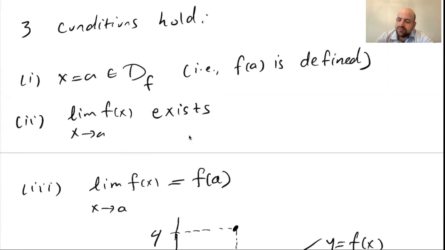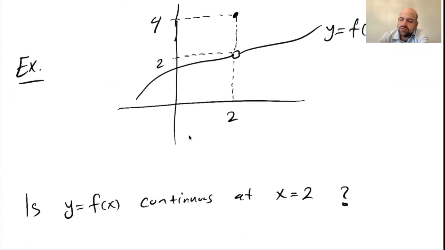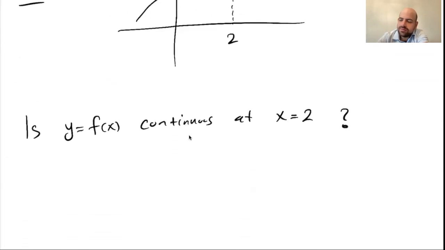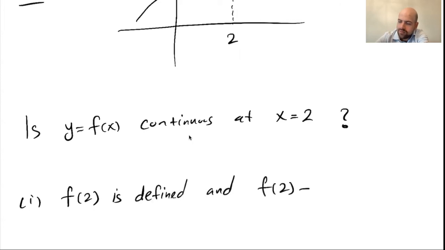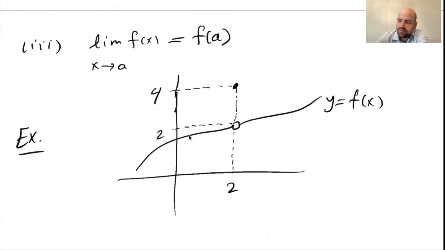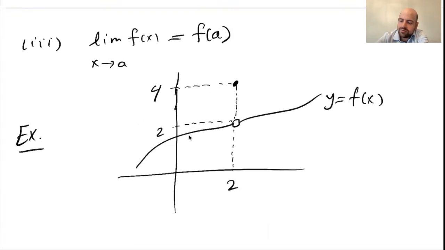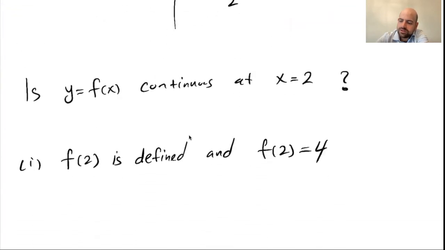So let's check. First of all, x equals a must be in the domain of f, meaning that f of a must be defined. So here, f of 2, is it defined? So first condition, f of 2 is defined. And the value of f of 2 is equal to 4, right? So f of 2 is defined as equal to 4. So that's the first condition.